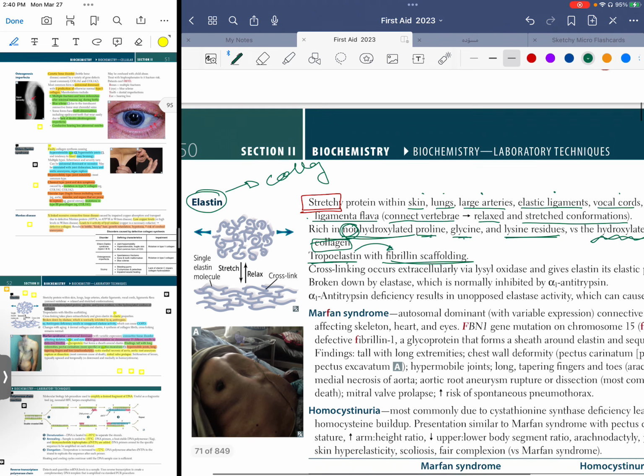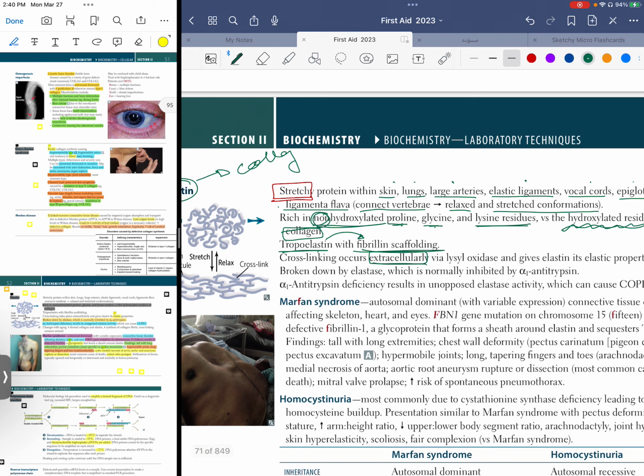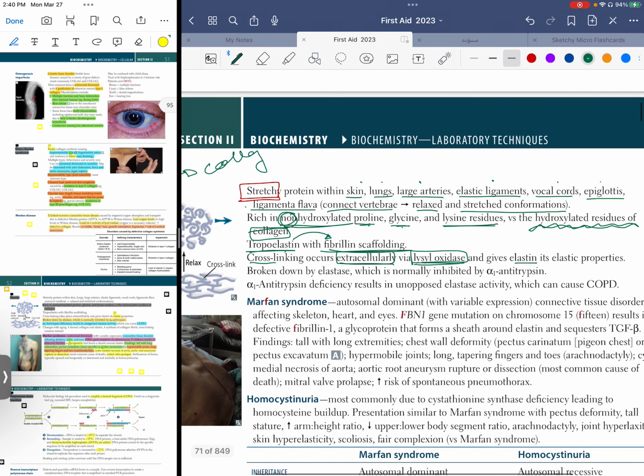Cross-linking occurs extracellularly, just like collagen, via lysyl oxidase as well, just the same enzyme, and it gives elastin its elastic, stretchy properties. It is broken down by elastase. Every ASE is an enzyme, and elastase is an enzyme that breaks down elastin, which is normally inhibited by alpha 1 antitrypsin. So alpha 1 antitrypsin inhibits the elastase. If we want to keep someone stretchy, we give them alpha 1 antitrypsin.